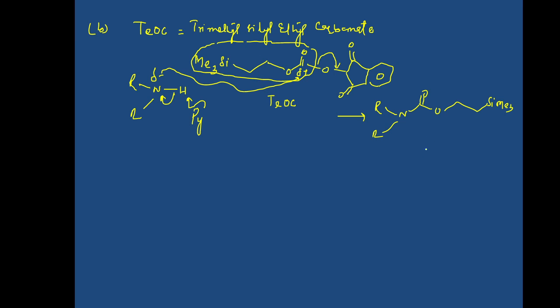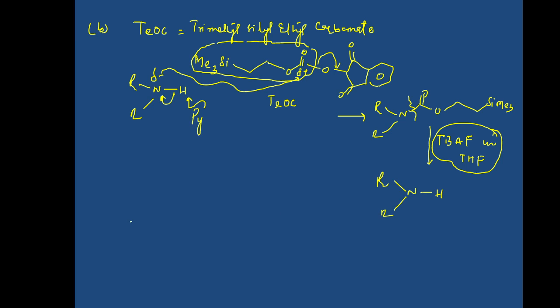And once you protect this by Teoc, then you need a deprotecting reagent. Deprotection is carried out by TBAF in THF. So this is again very important. Deprotection of Teoc is brought about by TBAF in THF, tetrahydrofuran. So deprotection involves cleavage of this bond, and we will get NH over here.